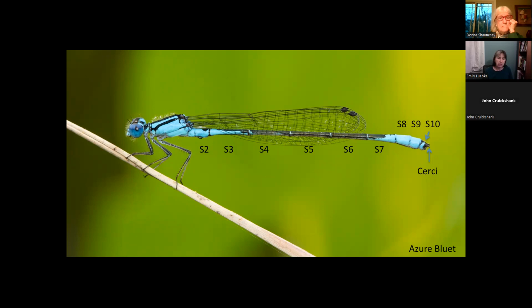The female's bodies tend to be, especially in the dragonflies, a little bit wider and stouter, and we'll see some examples of that as well.